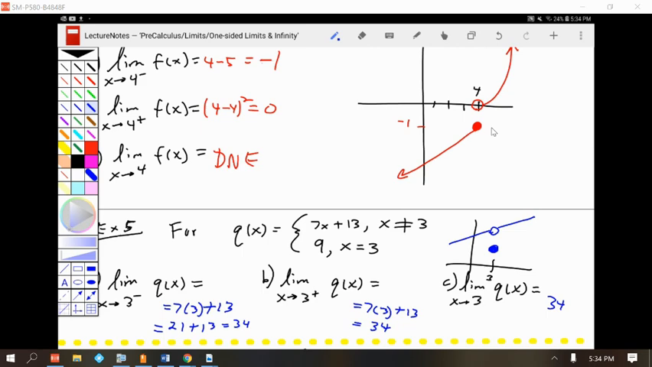It's like it pooped out a dot, and it landed at 9. So if I ask you to make a new question, question D, what is f of 3? F of 3, or it's not f though, it's q.